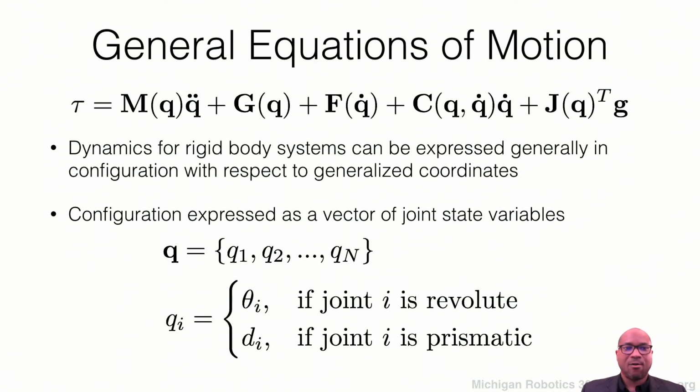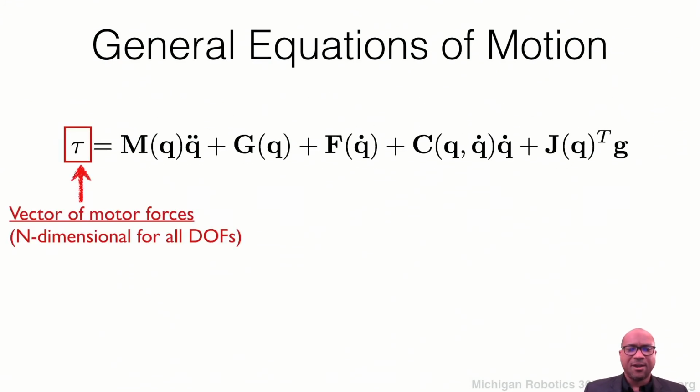Given that, we can form a vector Q of this. So this is represented as a set, but we'll think of it as a vector. Then our equations of motion roughly take on these terms, and we have a vector of all motor forces. So this is the motor forces applied to every degree of freedom as an n-dimensional vector.